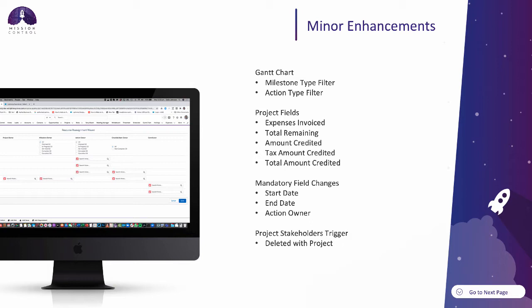A few different fields, all of which are documented in the release notes, have been added to the project object, particularly a new field called expenses invoiced, which is automatically tracking the value of the expenses that have already been invoiced. That gets factored into the existing total remaining field, which is a formula that's been slightly modified to take care of fixed price plus expenses projects. The amount credited, tax amount credited, and total amount credited are fields that have also been added to give you deeper insight into the credit note information relating to a project.